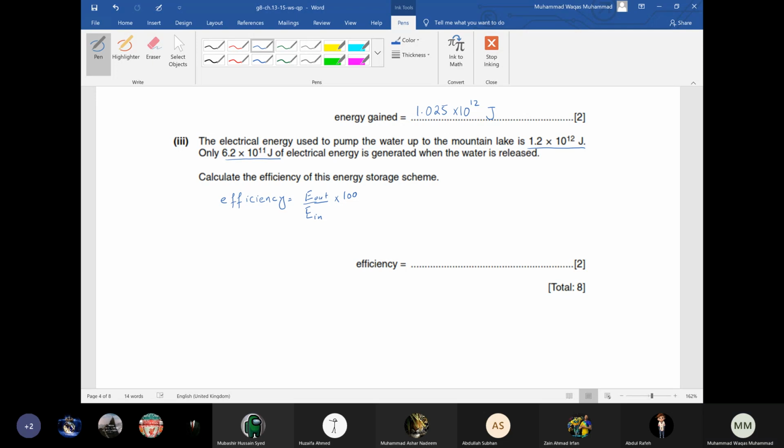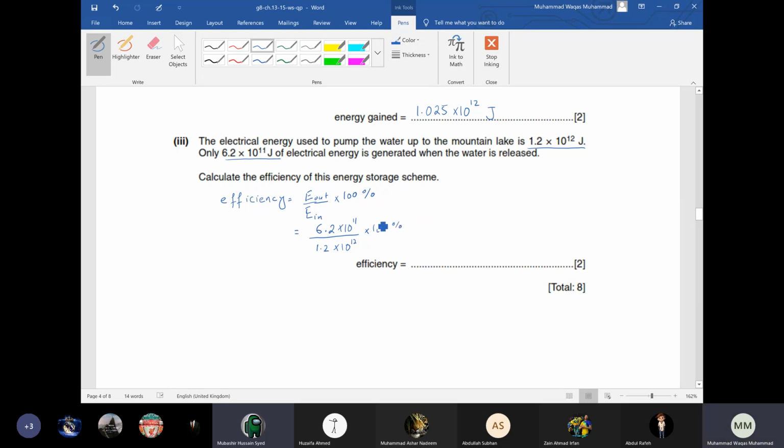Now will you remember that it's always output over input? Yes, sir. Okay. Now beta, so what is the energy output? Sir, the energy output is 1.2 to the power of 12, sir. Beta, look, the electrical energy actually, 6.2 times 10 to the power 11 joules. Energy input, sir, 1.2 times 10 to the power 12. Multiplied by 100%, sir.